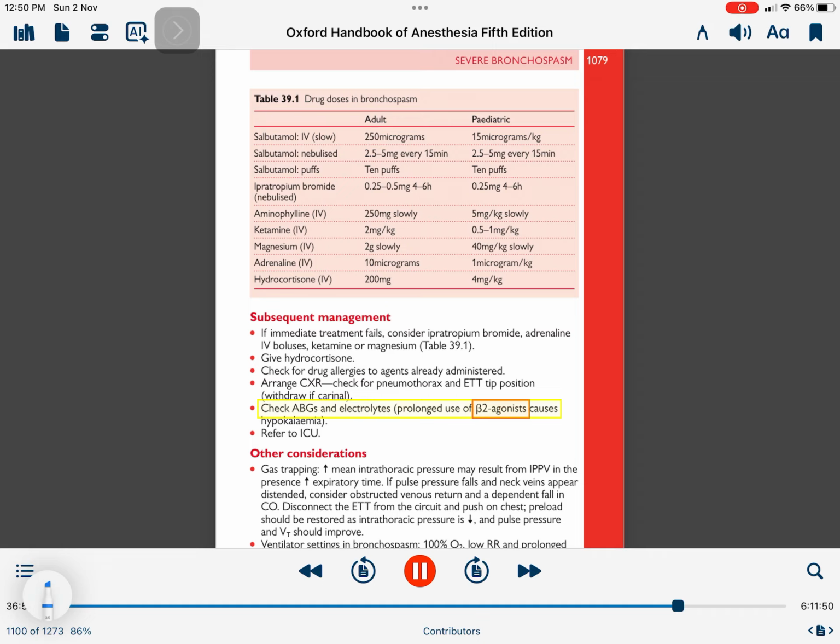Prolonged use of beta-2 agonists causes hypokalemia, refer to ICU. Other considerations: gas trapping, increased intrathoracic pressure may result from IPPV in the presence of shortened expiratory time. If pulse pressure falls and neck veins appear distended, consider obstructed venous return and a dependent fall in CO. Disconnect the ET from the circuit and push on chest. Preload should be restored as intrathoracic pressure is decreased, and pulse pressure and VT should improve.